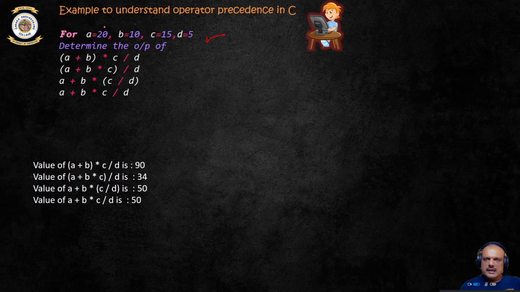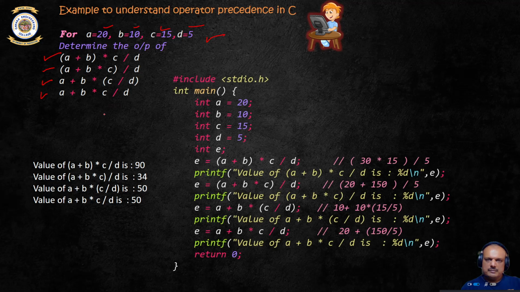Having given four variables and their respective values, say a, b, c and d with values 20, 10, 15 and 5 respectively, I would like you to determine what outputs you get for these four equations for the values of a, b, c and d. So let's look into the coding part.